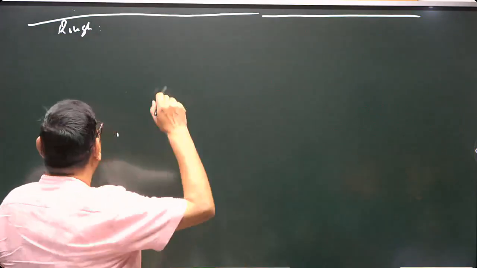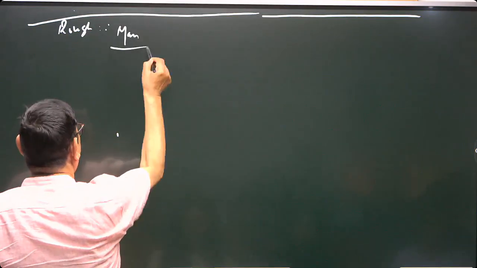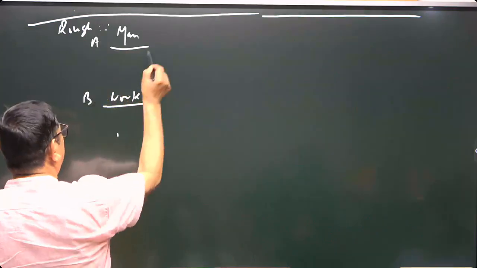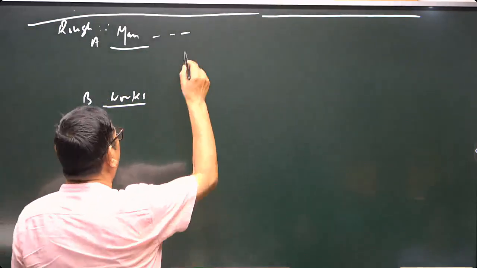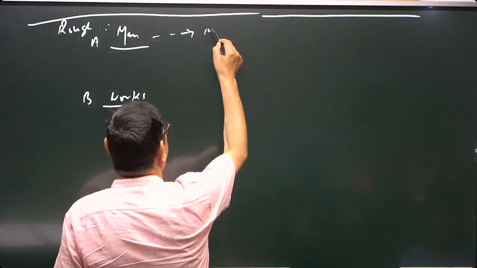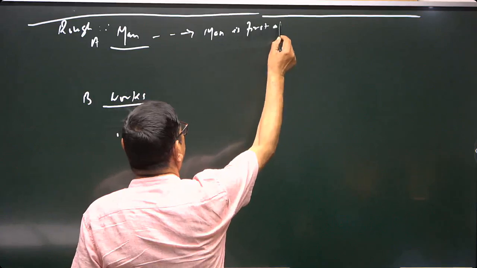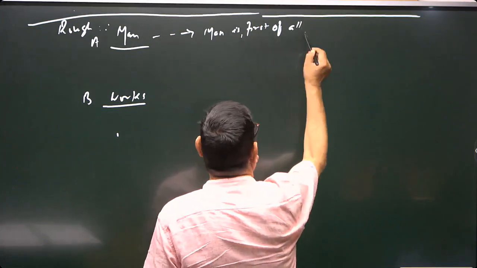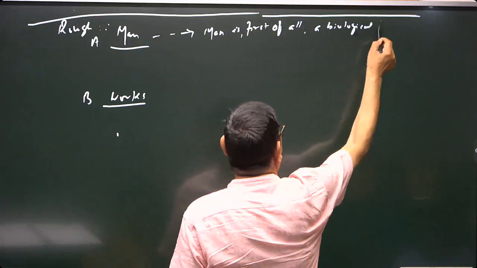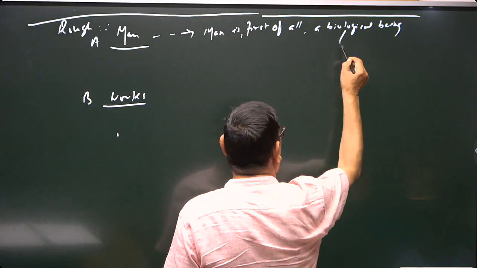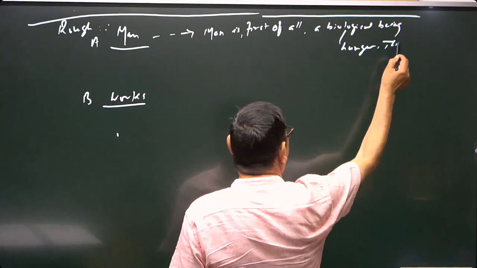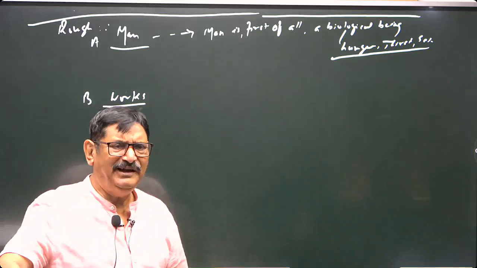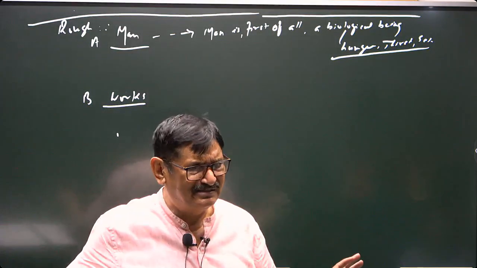And this I am telling. The two words, man, and the second word is works. Herskovits used two words, man and works, and from these two words, he says that anthropology studies five aspects of man. By man, he means that man is first of all a biological being, and as a biological being, man has hunger, thirst, and sex. These are the three primary needs that every biological being, including man, has: hunger, thirst, and sex.